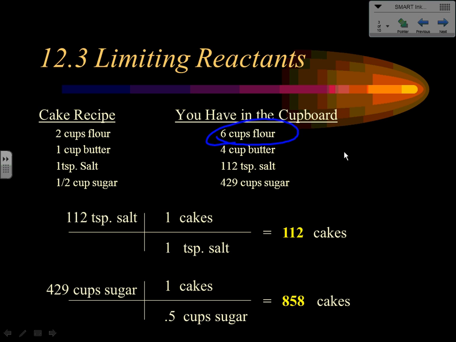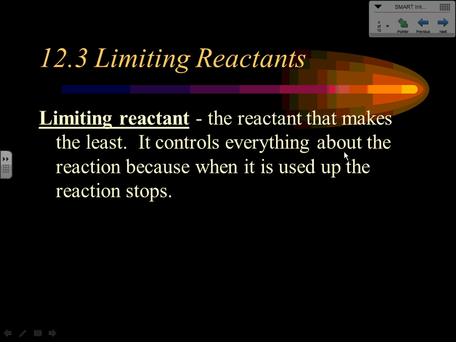Well, honestly, we use the exact same ideas when we're doing limiting reactant stuff in chemistry. Now, limiting reactant is the reactant that makes least. Think of alliteration here. Limiting makes less. That's a key idea. So if you can predict how much each could make using stoichiometry, the one that makes less is going to be your limiting reactant.